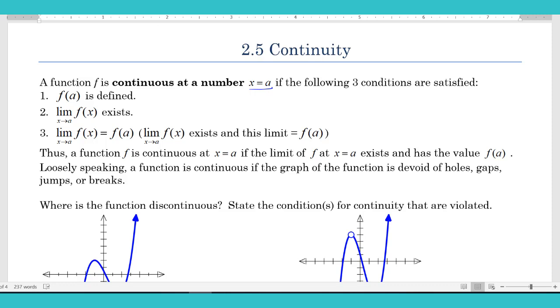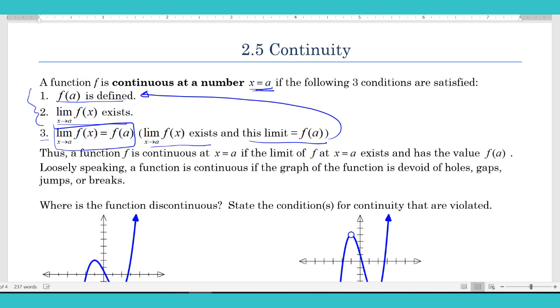A function is continuous at a number x equals a if the following three conditions are satisfied. First, f of a is defined, meaning there has to be a y value for the given x value. Secondly, the limit as x approaches that value has to exist. And thirdly, the first two have to equal the same thing. In other words, that limit exists and this limit equals the function evaluated at that point.